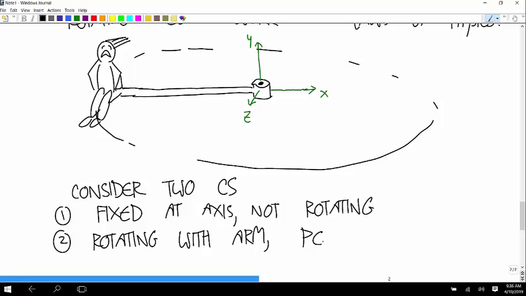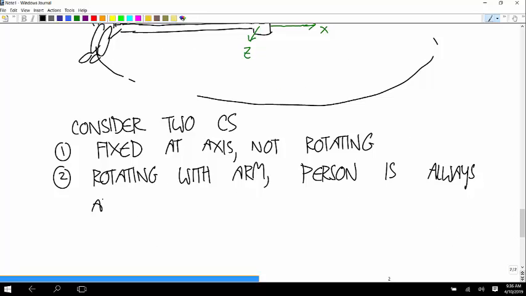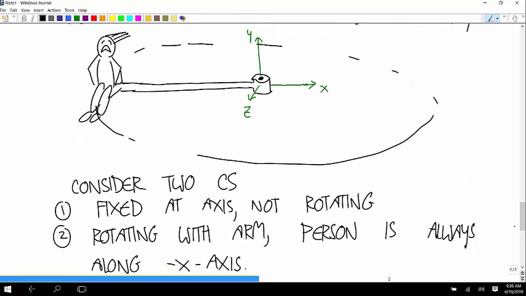And that means that the passenger person is always along the negative x axis. So in the first coordinate system, just at the instant we're considering, the person just happens to be in the direction of the negative x. And the second one, that's moving with the arm, and so at any instant, the person's position is the length of that arm in the negative x direction. Okay.